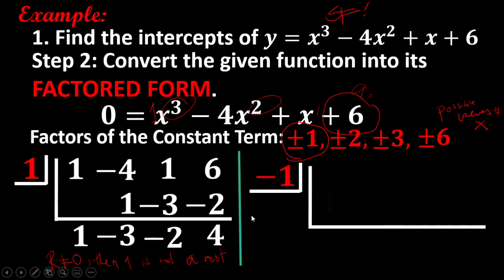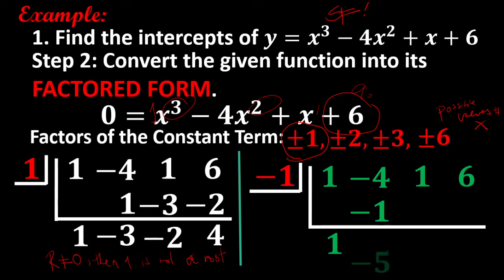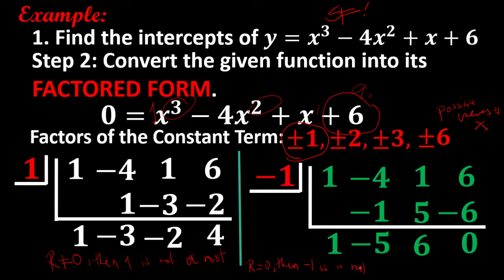Same process. Coefficients 1, negative 4, 1, and 6. Bring down 1. 1 and negative 1 is negative 1. Negative 4 minus 1 is negative 5. Negative 5 times negative 1 is positive 5. 1 and 5 is 6. 6 times negative 1 is negative 6. 6 minus 6 is 0. So, since the remainder is equal to 0, then negative 1 is a root. Okay? And x plus 1 is a factor. So, nakahanap na tayo ng isa.